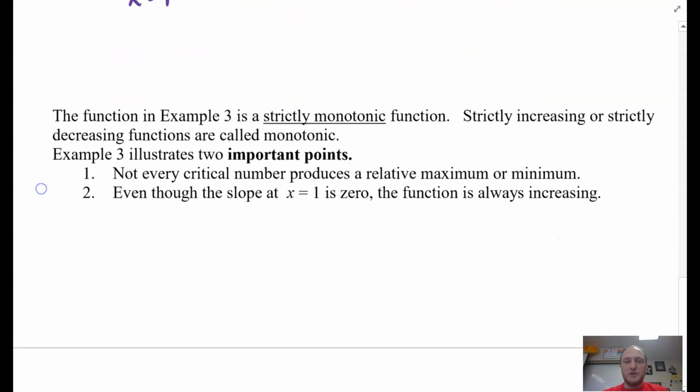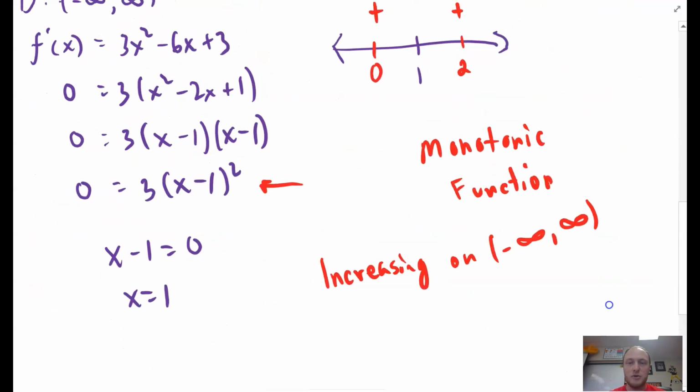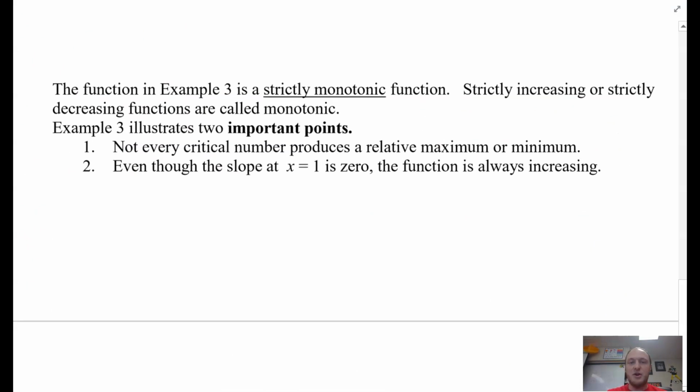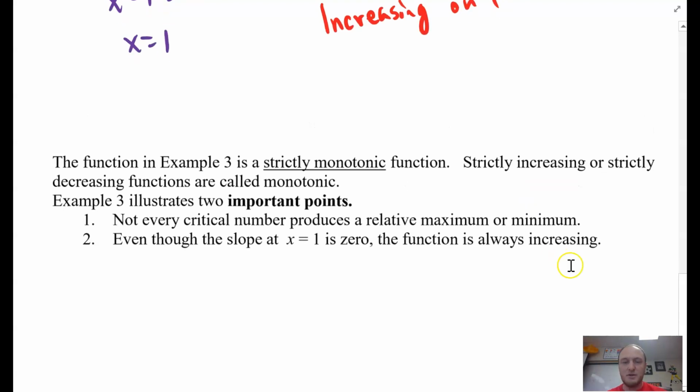So a few notes about strictly monotonic functions. It's, again, increasing or decreasing always, okay? And there's two important points. Sorry, important points. I don't want to confuse syntax. Not every critical number produces a relative max or a minimum. So since it was always positive, there's no relative extremum there. All right, even though the slope at x equals 1 is 0, the function is always increasing. And we've kind of talked about these in class before.